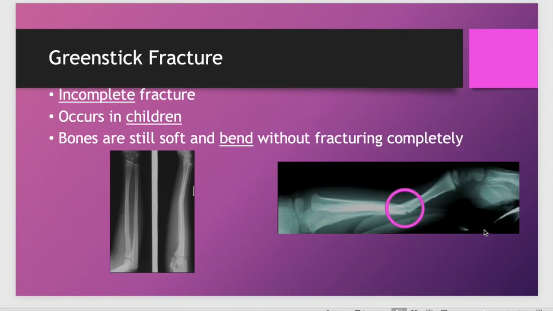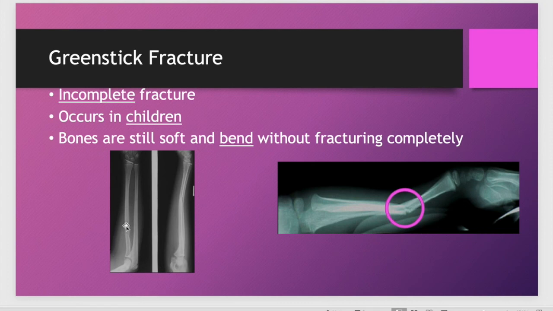A green stick fracture. This would be incomplete, meaning it's not all the way through the bone. Green stick fractures only occur in children. An adult cannot have a green stick fracture. The reason for that is a child's bones are still soft. They haven't fully ossified yet. And so they're going to bend, but they don't actually fracture completely.